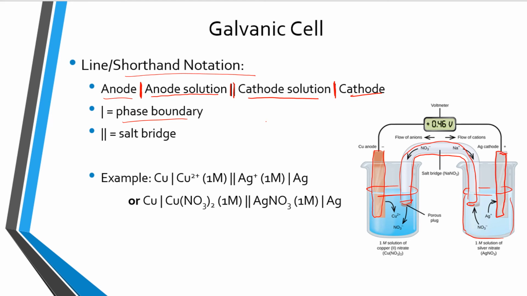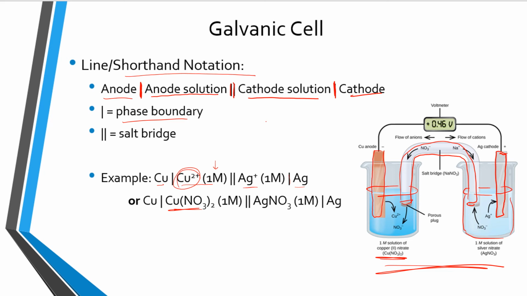So this example given to you down here is the shorthand notation for this cell. We have the anode is copper, then the solution is copper 2+, standard 1 molar. Salt bridge, we have silver plus solution, and then silver. Sometimes you're just shown the ion that is in use. Sometimes you're shown the whole entire aqueous solution that's in the beaker. It doesn't matter. It's the same thing.